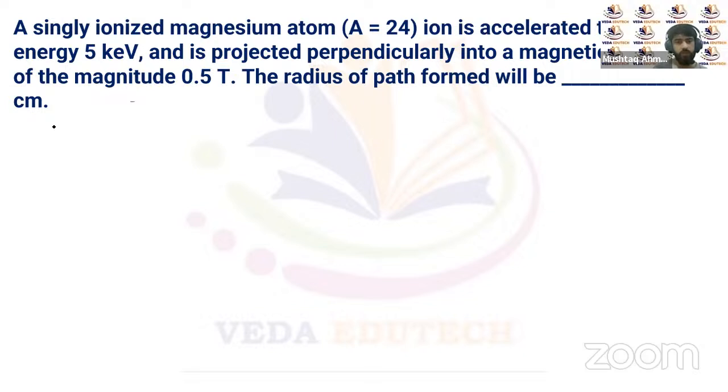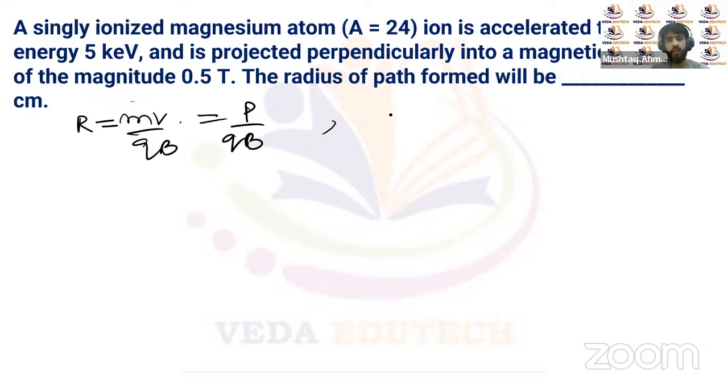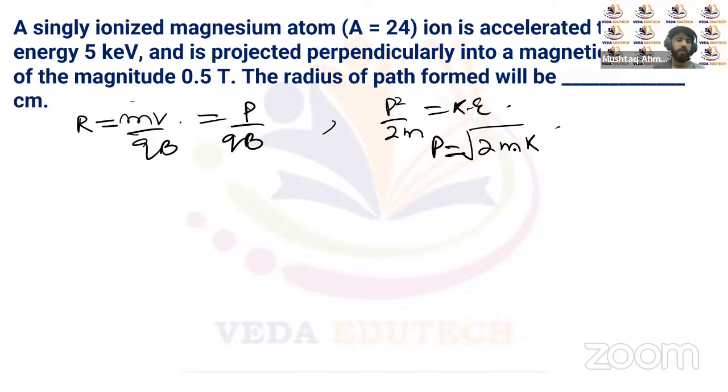We have to find the radius of the path, and we know the radius of the path is given as mv upon qB, where mv is the momentum, q is the charge and B is the magnetic field. So we can replace mv with the momentum, that will be p upon qB. And we know the relation between the kinetic energy and momentum of a particle is that p square upon 2m is equal to the kinetic energy of the particle. So we can write this momentum in terms of kinetic energy, that will be the square root of 2mK. So this is the momentum in terms of the kinetic energy, and we can replace this momentum in this equation.